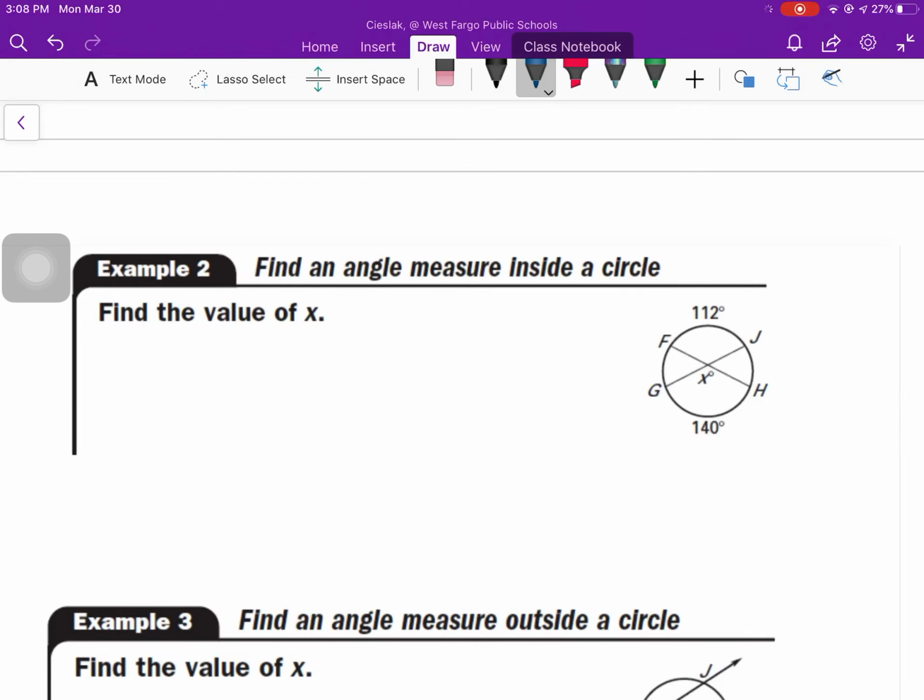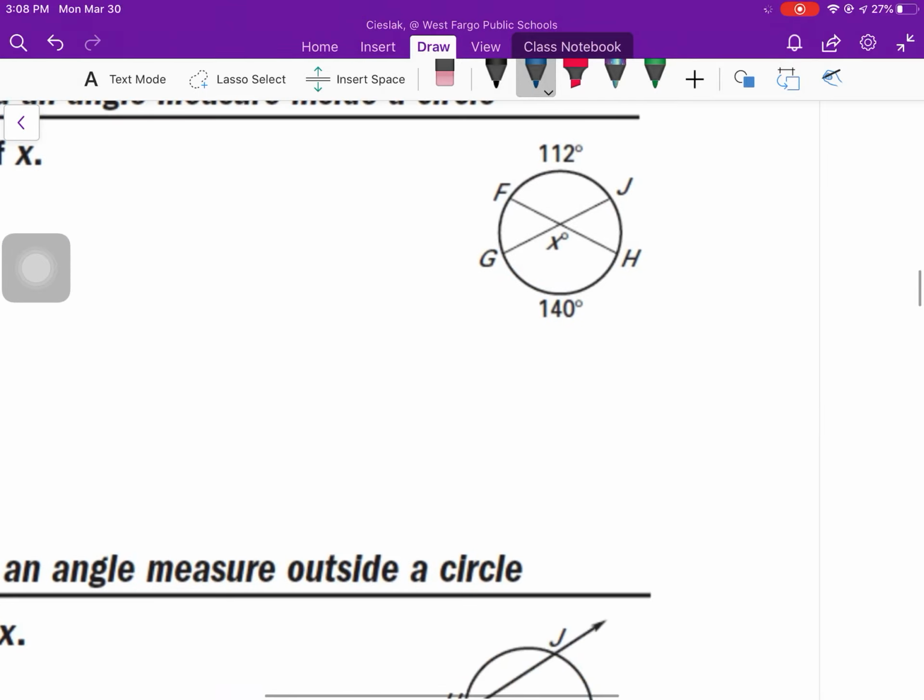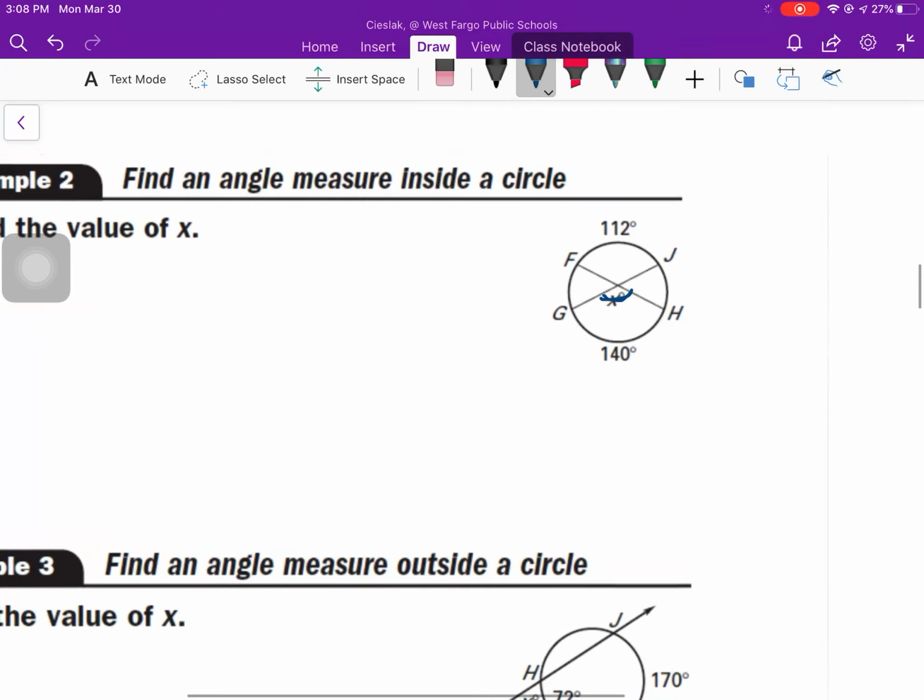All right, let's do a couple of examples here. This one is asking us to find the value of x. So x is this angle right here. Notice that they are intersecting on the inside of the circle.